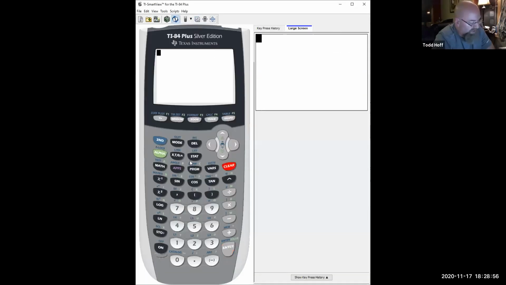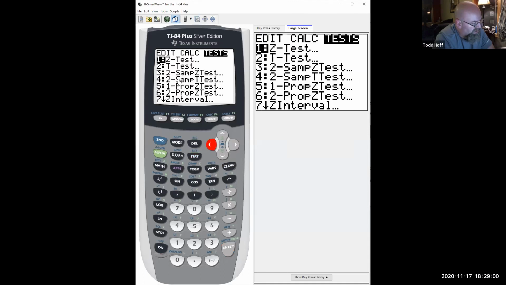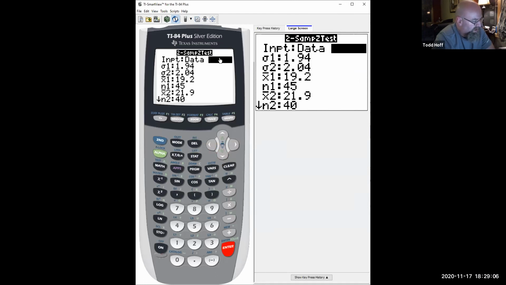So clear this out. Now here we were given the population standard deviation. So we go to test. This is a 2-sample z-test because we know both population standard deviations. We are again using the summary statistics from our samples. Our first standard deviation is 1.94. That's actually in there from last night, apparently. The second population standard deviation is 2.04.